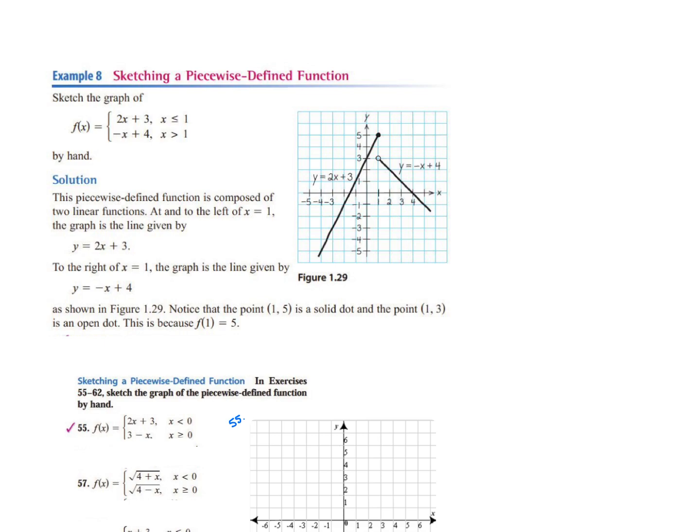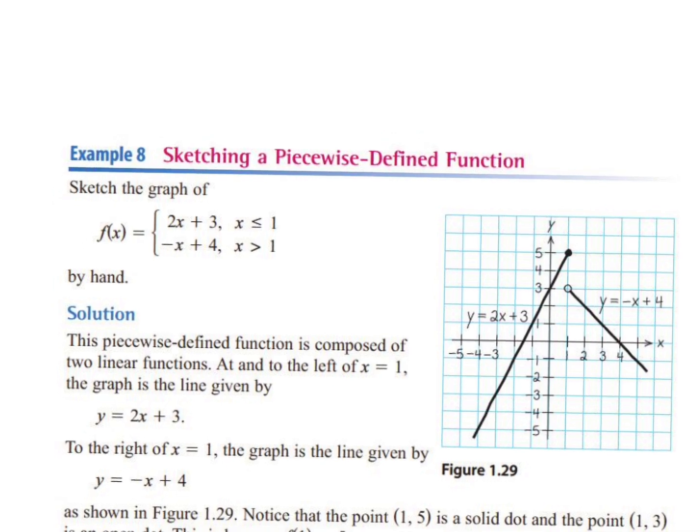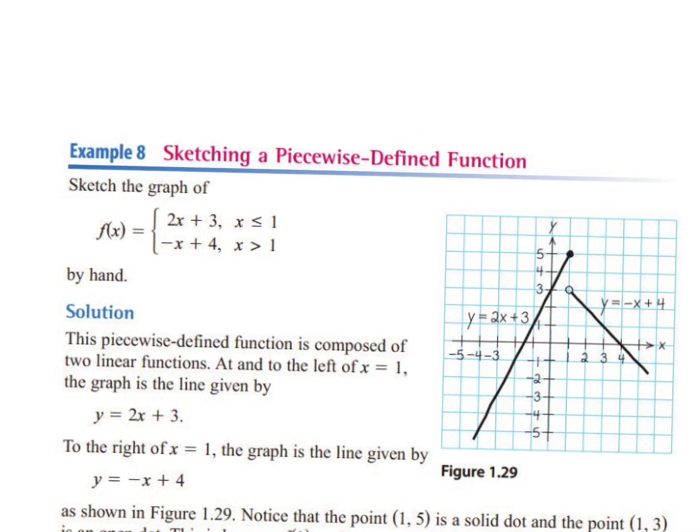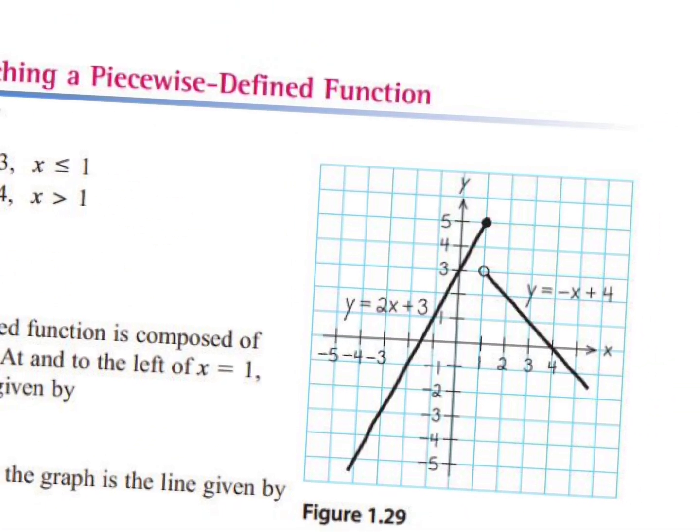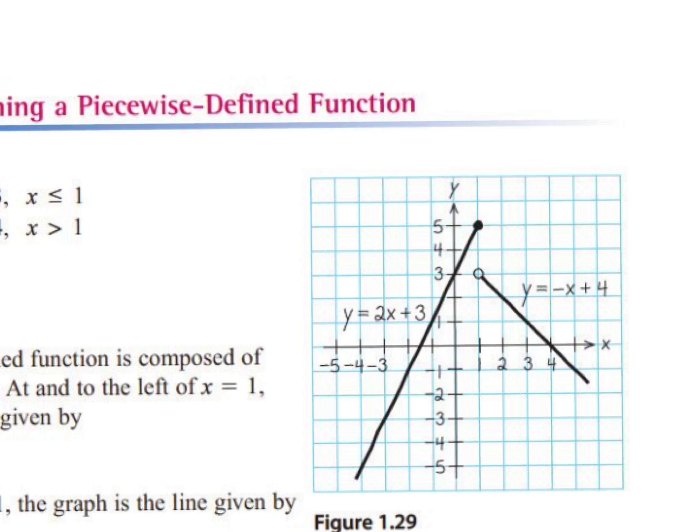If you look at this piecewise function here, this is what it looks like. F of x is a fancy way of saying what? Y, we know that. So what you are given here are two lines, y equals 2x plus 3 and y equals negative x plus 4. How do I know they're linear? Because x is to the first power. And then they're graphed over here, but the entire line is not graphed, only pieces of it.